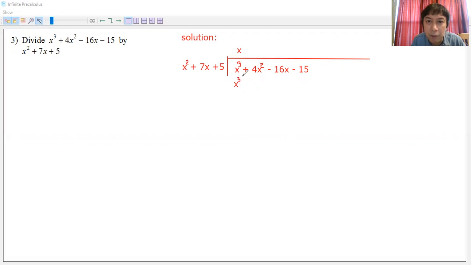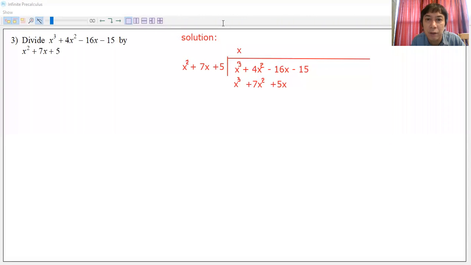Next, x times 7x is a 7x squared. So that will be on the next. This will be positive 7x squared, so this will be 2 over here. And then next is 5x. This will be the next multiplication: the x times the 5, just beside this. So this will be plus 5x. And that's it. We're done with the multiplication.